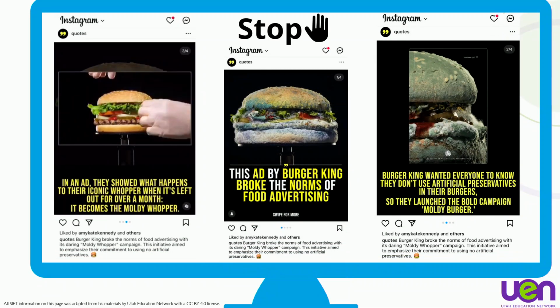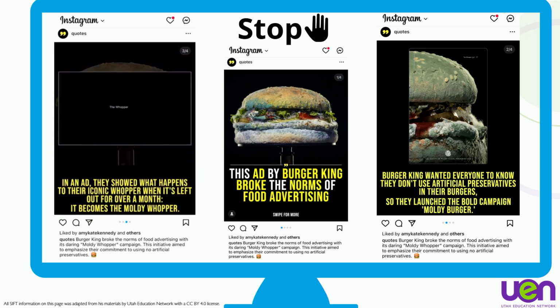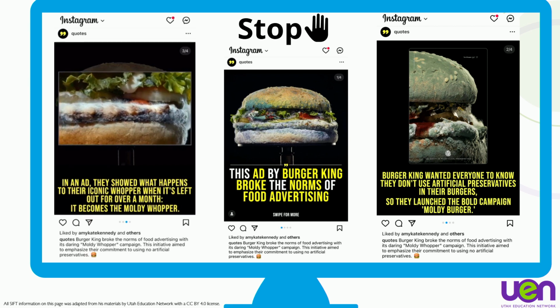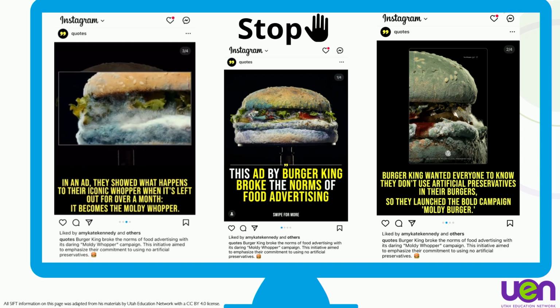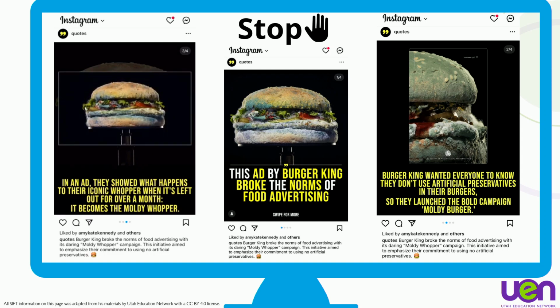So for example, this is from Instagram, and I saw this moldy Whopper ad. Have any of you seen this before? So Burger King, it says down here, broke the norms of food advertising with a daring moldy Whopper campaign. This initiative aimed to emphasize the commitment of using no artificial preservatives. I was like, no, they wouldn't do that. So I had to stop, and I think to myself, okay, who is this coming from? It's coming from a source that's called quotes. That can't be true. Who is this person?